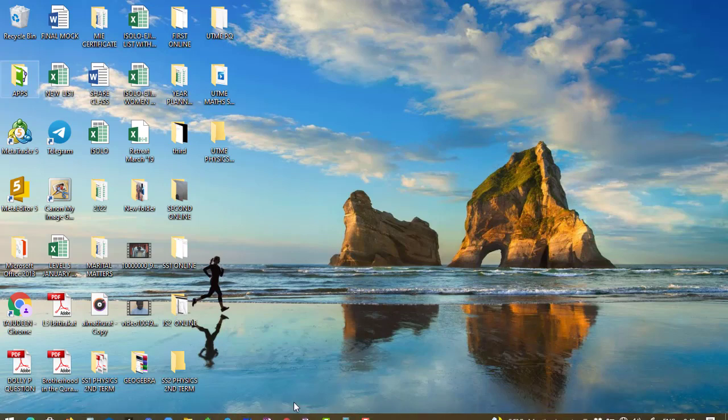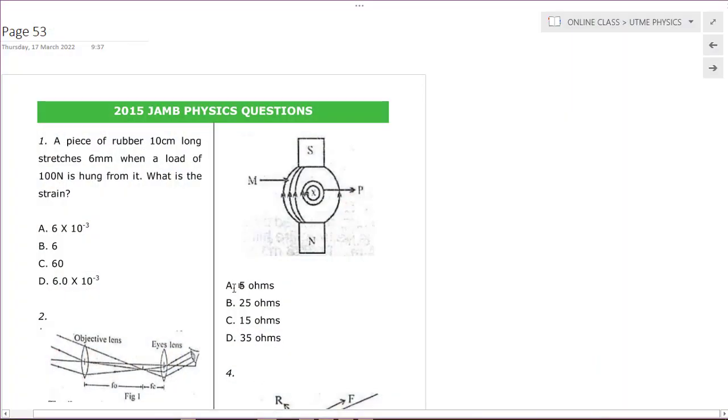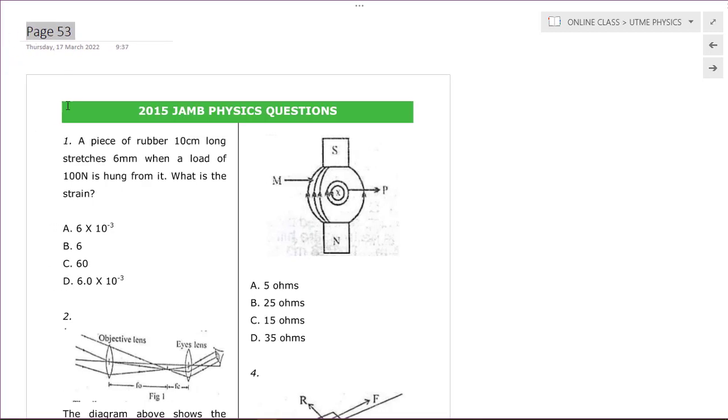Today, we'll be looking at 2015 UTME physics, number 1 to 10. Let's go straight to the business. Number 1, what do we have there? That's the next thing to discuss here.